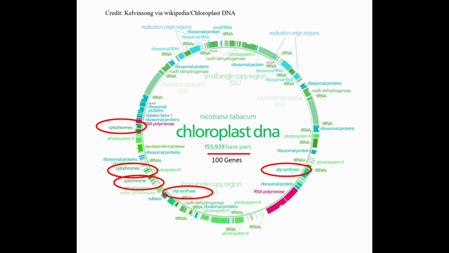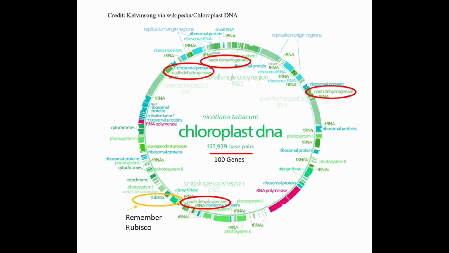Also, in the figure, there are gene sequences labeled for proteins and enzymes that are required in the electron transport chain, such as cytochromes and ATP synthase, and others that are required in the Calvin cycle, such as NADH dehydrogenase and rubisco. Remember rubisco, as this enzyme will be a topic of further discussion.